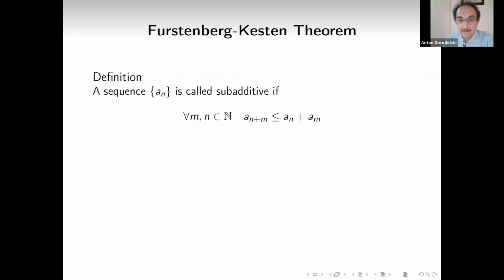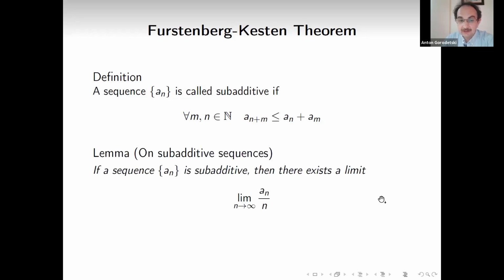We call a sequence subadditive if it satisfies the property on the screen. So this sequence cannot be growing too fast. But it's known that in this case, the limit of a_n over n must exist. It could be minus infinity, it could be a finite limit, but the limit must exist. It is not a complicated exercise to show that this is true.